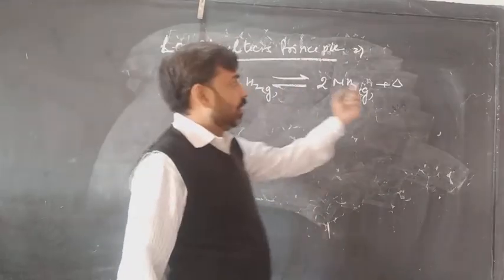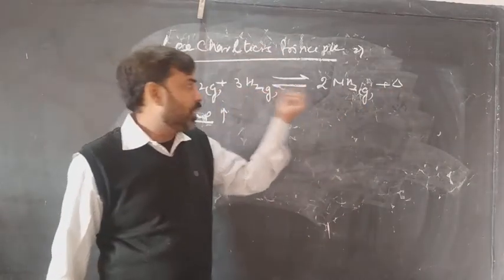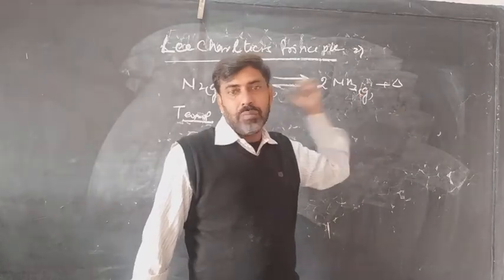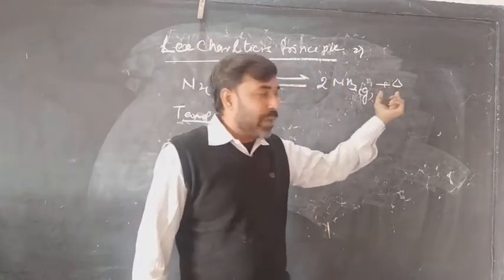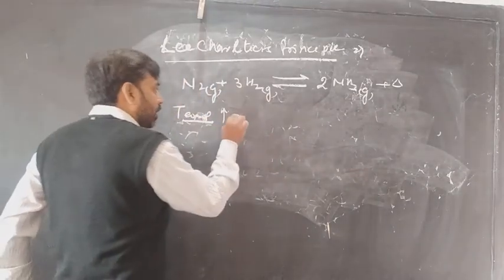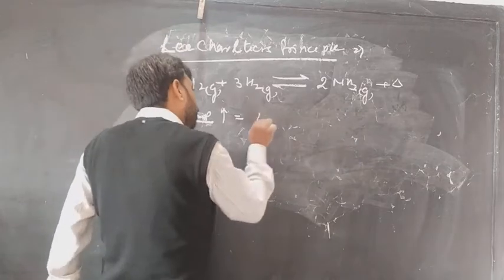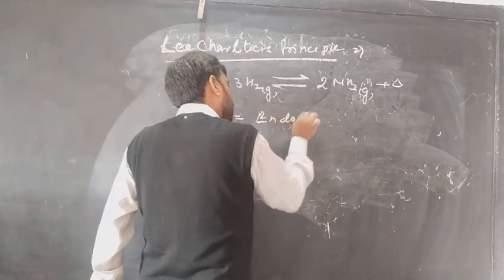See this reaction, it is an exothermic reaction. So what will its reverse be? Surely ammonia takes the heat and forms nitrogen and hydrogen. So the backward direction is the endothermic direction. So whenever you increase the temperature, the reaction will move in the endothermic direction.